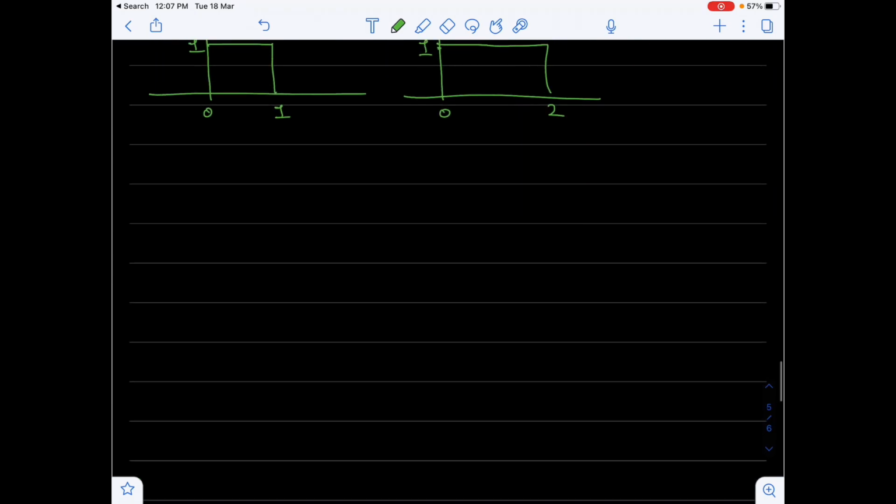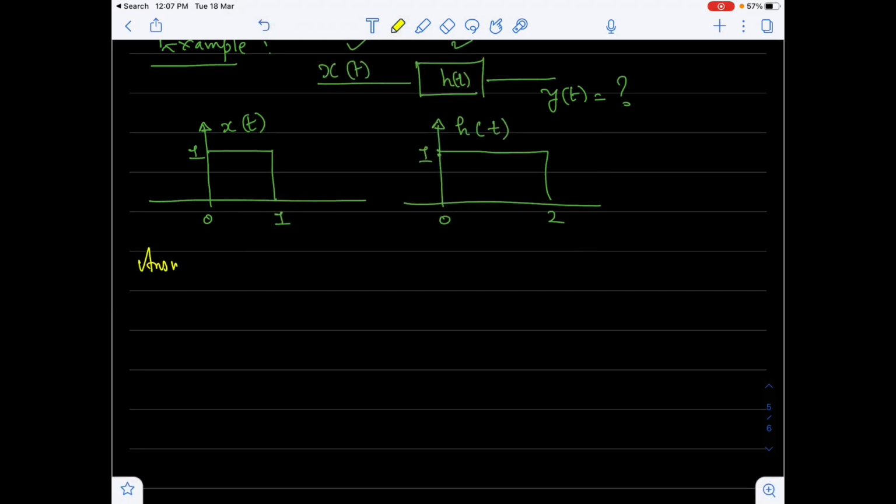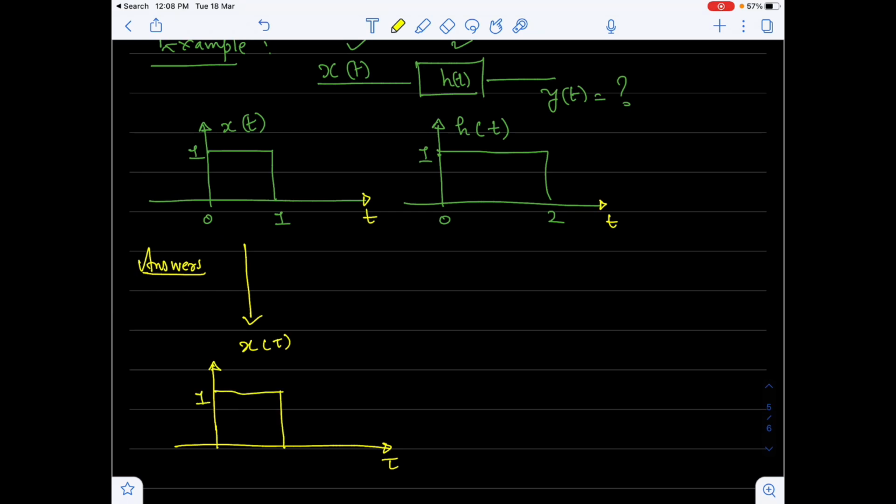Okay, so we will now find our answers. So first of all, I will find x of tau. It's very easy because this variable is t and this variable is also t. Just change the t with the tau. Okay, this now becomes tau. So it becomes like this, 1, and this is x of tau. Next, this will become h of tau. Okay, and the variable is tau. So this is h of tau.